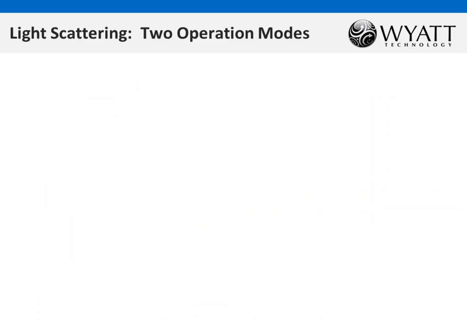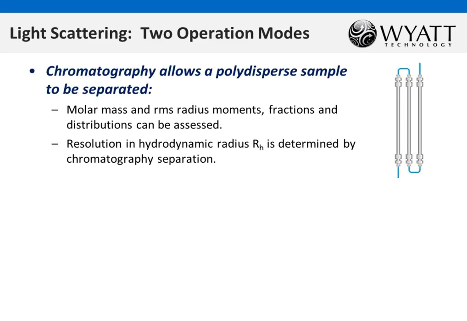Light scattering may be practiced in two operation modes. In chromatography, we are able to separate a polydispersed sample and we can assess molar mass and RMS radius moments, fractions, and distributions when using static light scattering. When using dynamic light scattering, the resolution of the hydrodynamic radius is determined by the resolution of the chromatography separation itself.